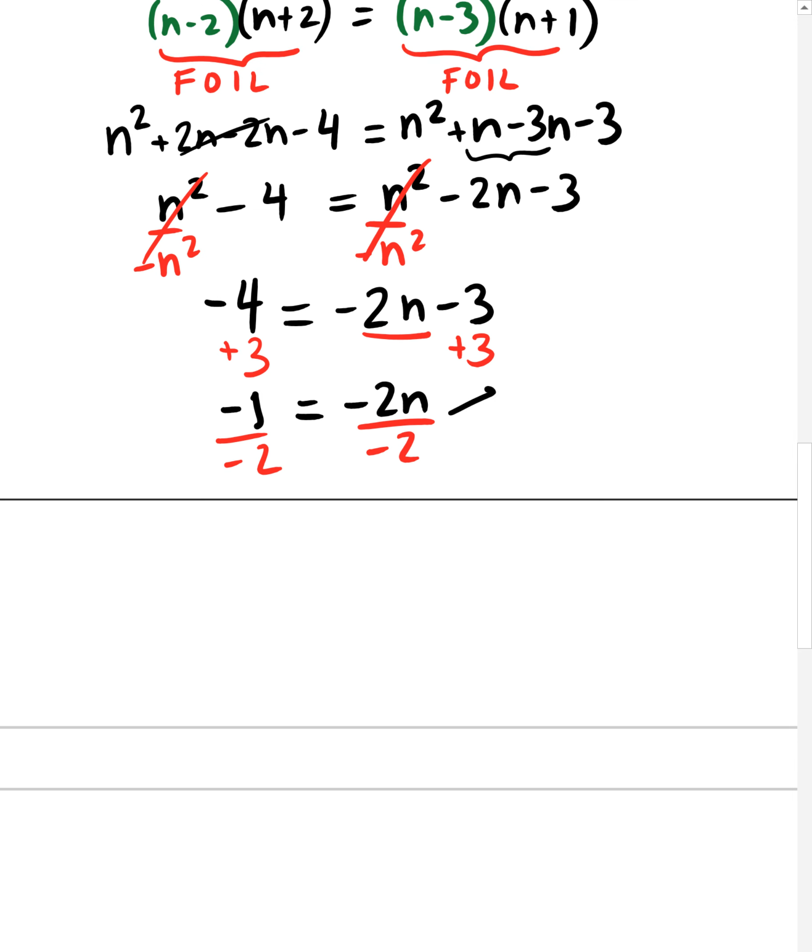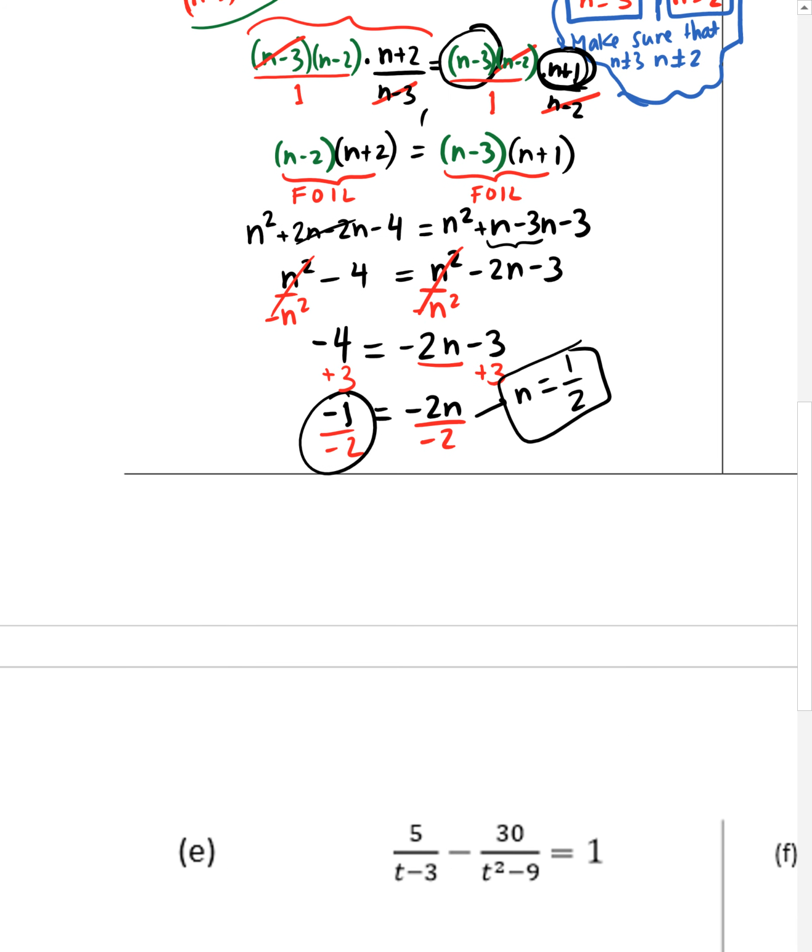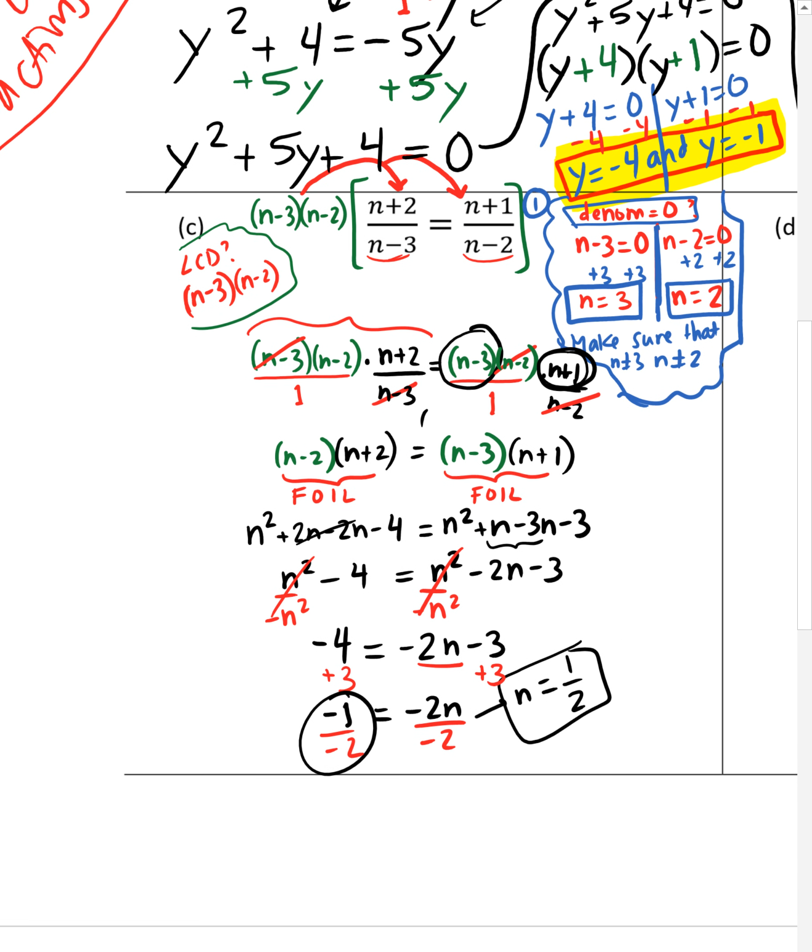Where we go? Here we go. It's equal to this guy. Negative 1 over negative 2, that's positive 1 over 2. So 1/2. Whew! I thought we might get 2 solutions because it was so complicated, but we only got 1.